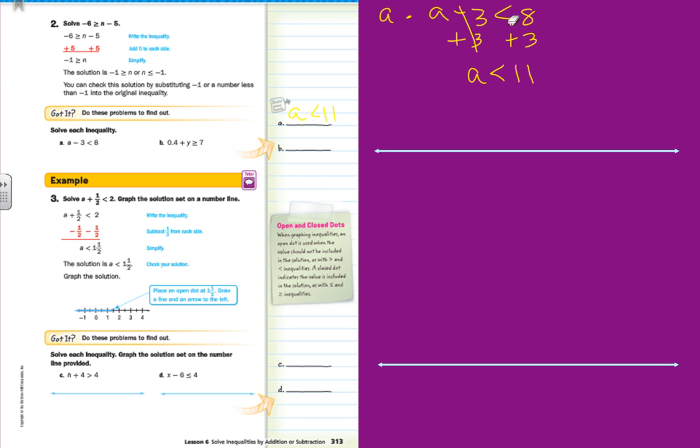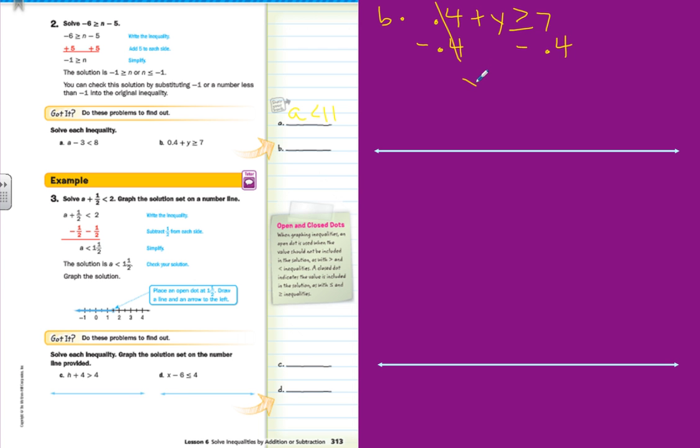So now I'm going to erase that one, and let's go on to B. B was 4/10 plus y is greater than or equal to 7. I need to get rid of my 4/10 because I have to isolate the variable over here. The opposite of positive 4/10 is negative 4/10, so I subtract 4/10 from both sides.